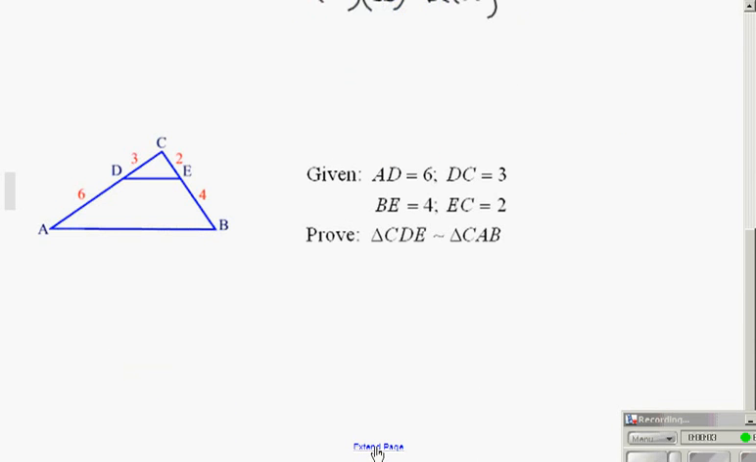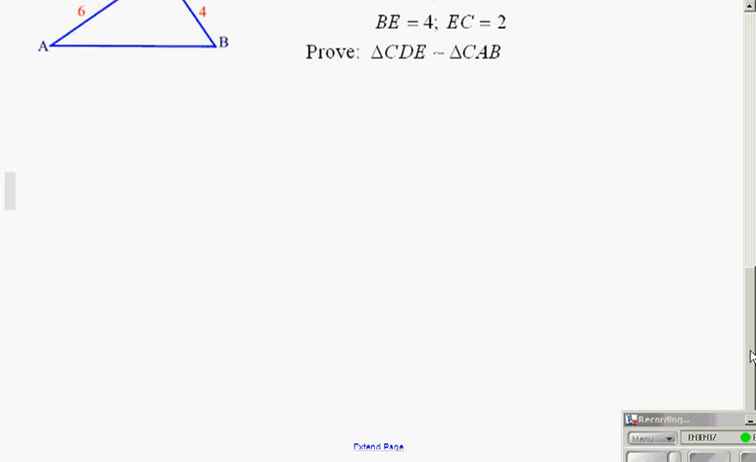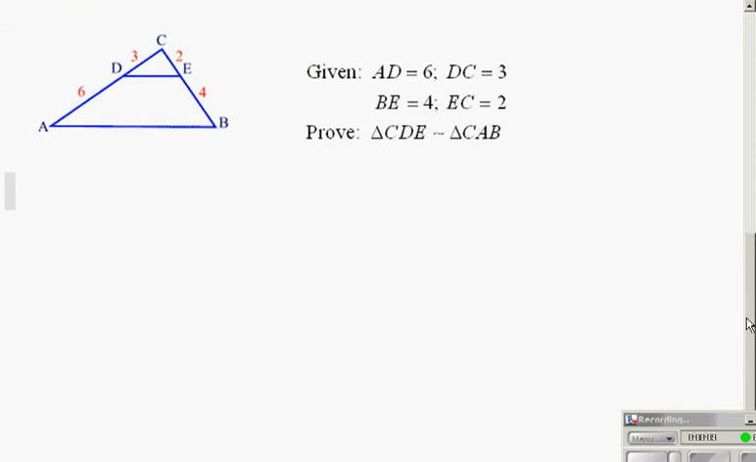Okay, part 2 of this video is going to finish up with the last 2 proofs. In looking at this proof, this one looks a little different from proofs we have done before because there are numbers involved. And so we're going to do a little bit of combining of algebra with our traditional proofs. So given that AD is 6, DC is 3, BE is 4, and EC is 2, prove the triangles are similar. Picture is already marked for us.